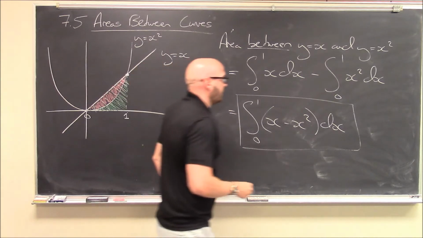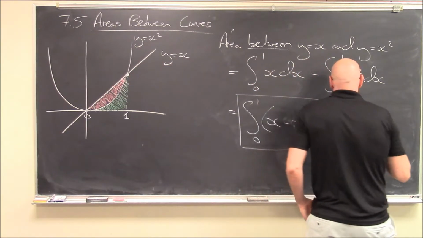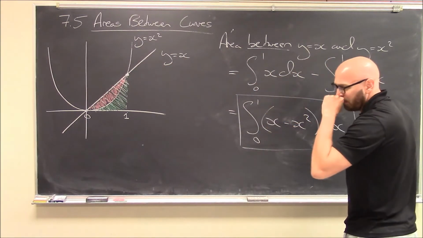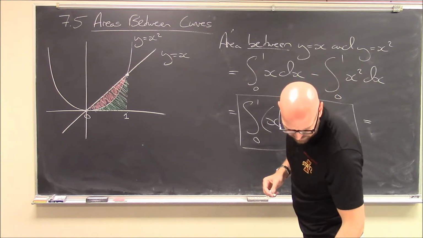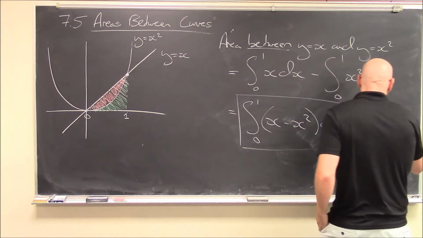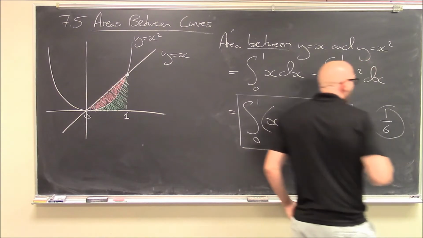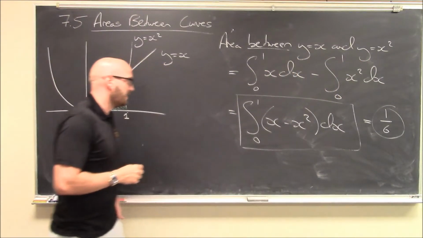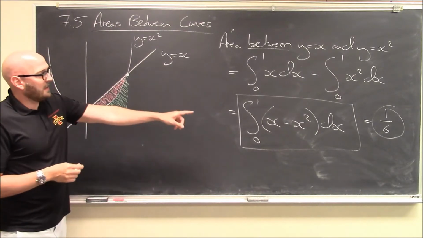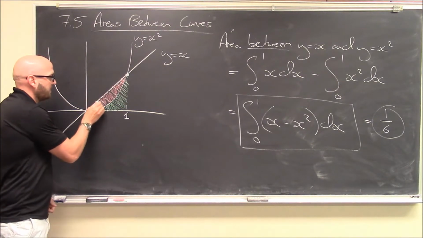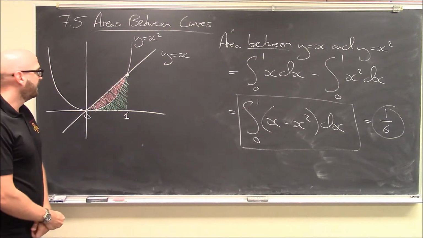And if you were to work this out, you'll get that this equals, what do we have? I think we had 1/2 minus 1/3. Yeah, we had 1/2 minus 1/3, which I believe is 1/6. Not really important to us right now what the answer is. But setting up this integral that tells us the area between the curve is important.